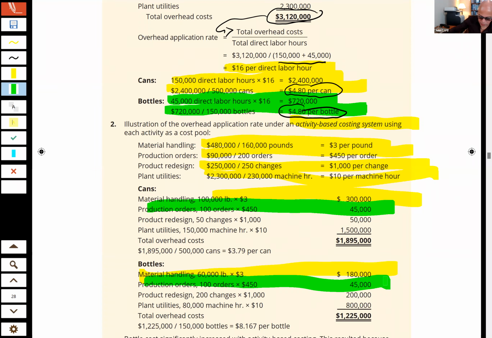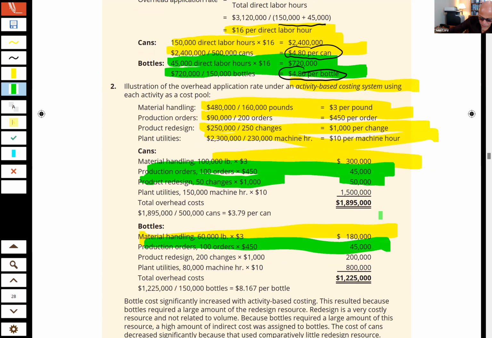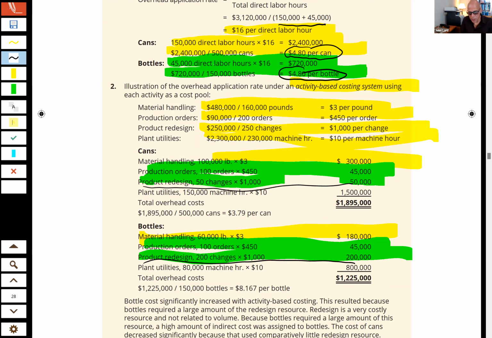Okay, then we get into the changes. And notice here, this is a big deal that the cans only use 50 changes at 1,000, but the bottles use what? Use 200 changes. So that's a fairly expensive activity. That's using up quite a bit of our resources here, right? So notice that the bottles get a much higher allocation there, and then machine hours for the bottles, it's the 150,000 machine hours, I should say, times the $10 versus the 80,000 for the bottles.